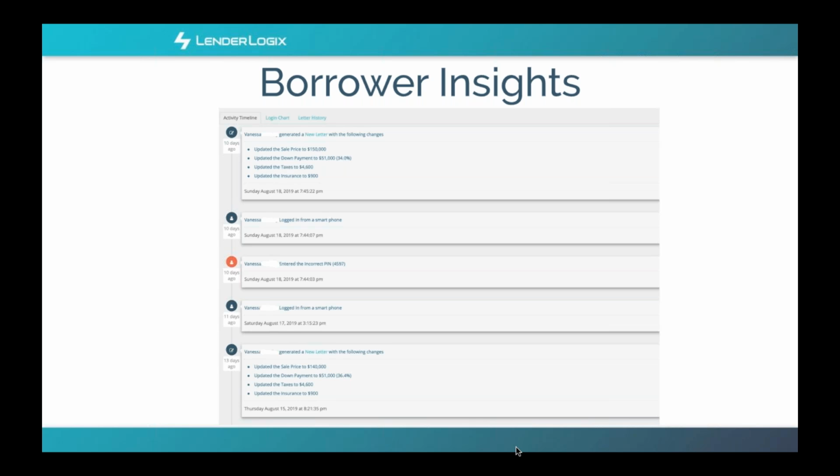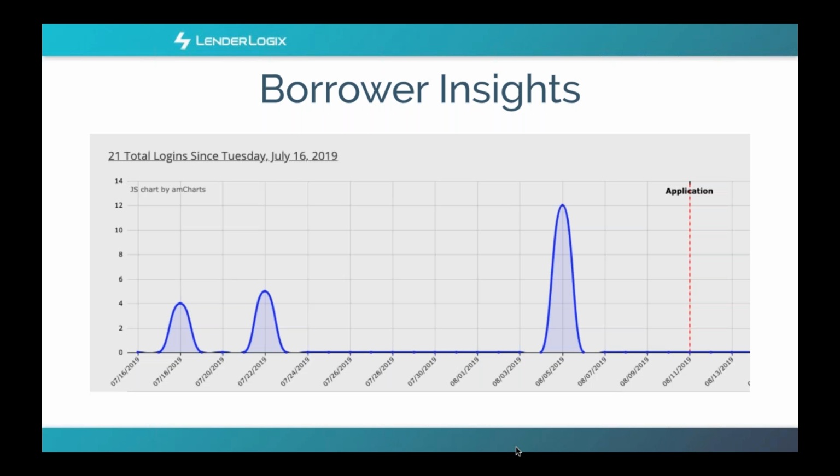There's a screenshot here that shows a sample historical timeline of what the loan officer is informed of. Anytime that borrower logs in, anytime they generate a letter or the realtor generates a letter and they update those figures, that information is being reported back to the loan officer. There's a powerful chart that I just pulled up here that walks through exactly what a loan officer might see when they log in.